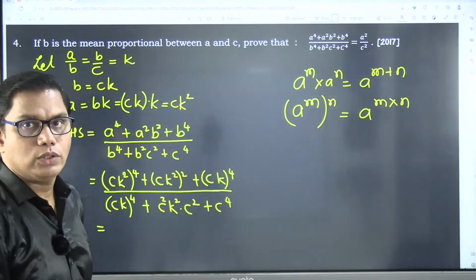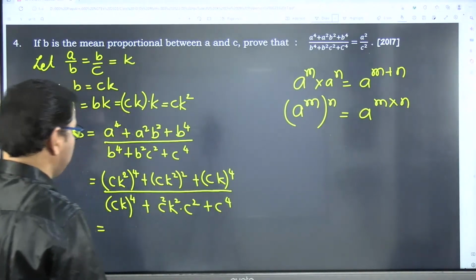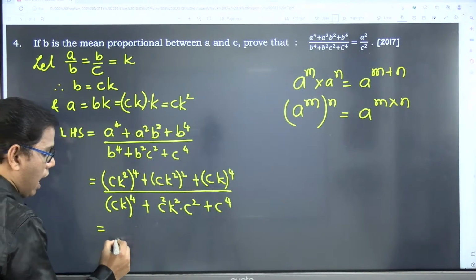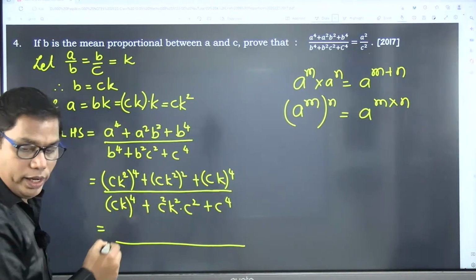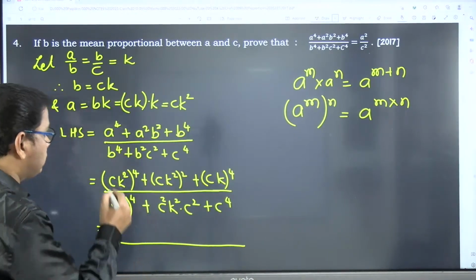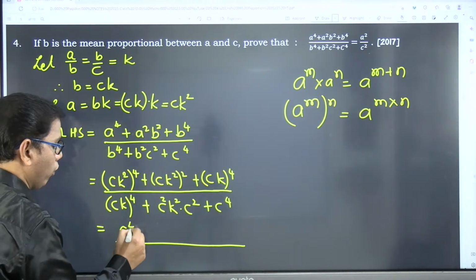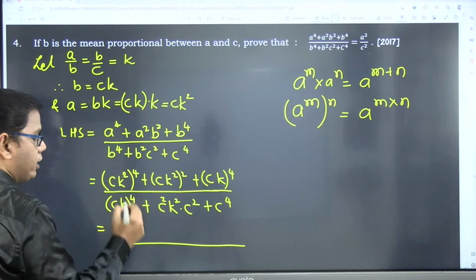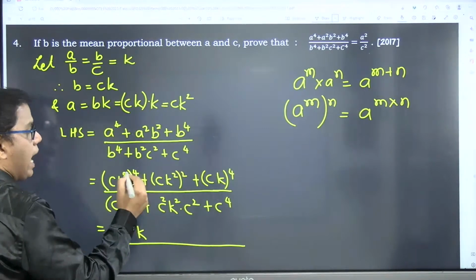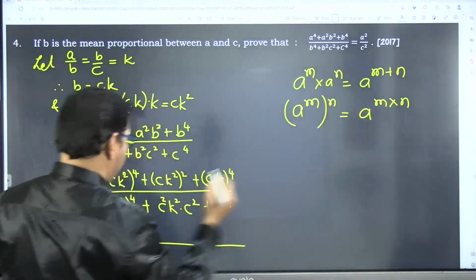These are two laws of indices which we are going to use frequently. अब यहाँ देखो क्या आएगा बताओ मुझे. What are you going to get? C raised to what? C raised to 4. हाँ ये 4 and C raised to what? 6 या 8. ब्रैकेट के बाहर है सेकेंड वाला, तो मल्टीप्लाई करेंगे.